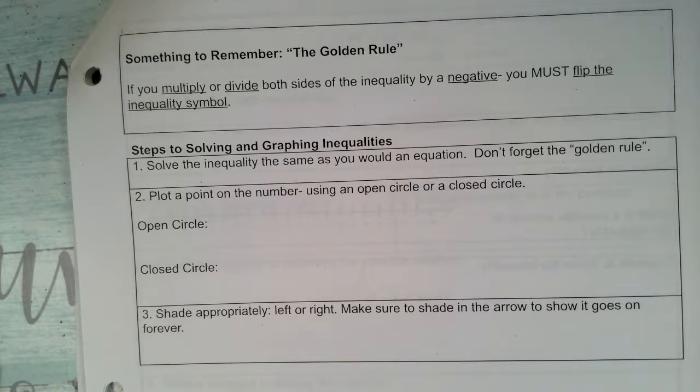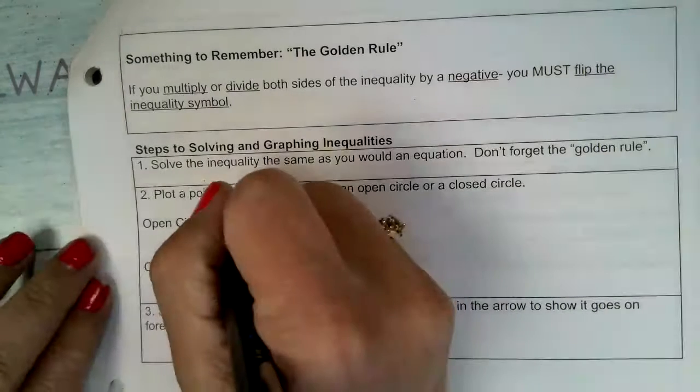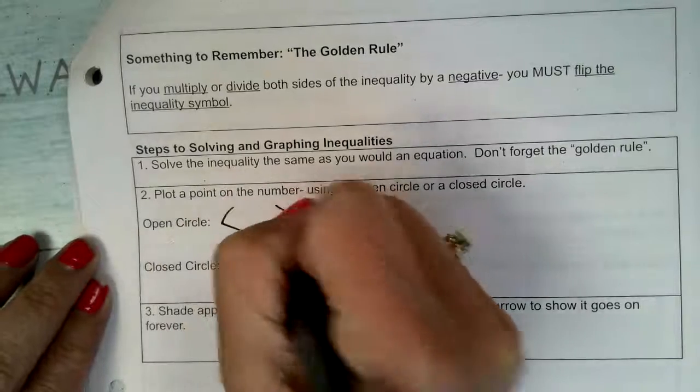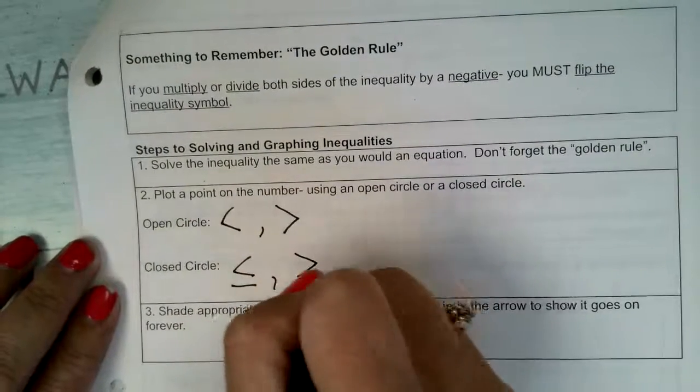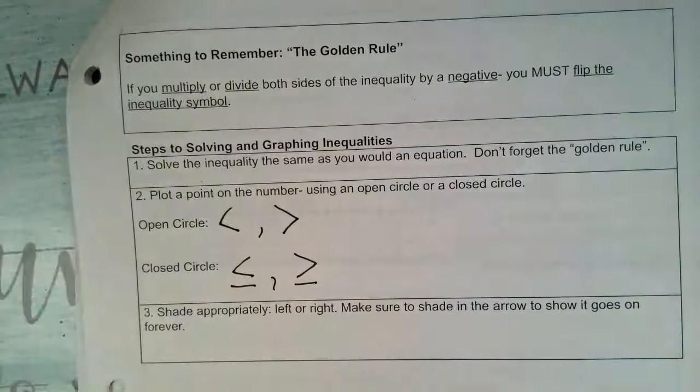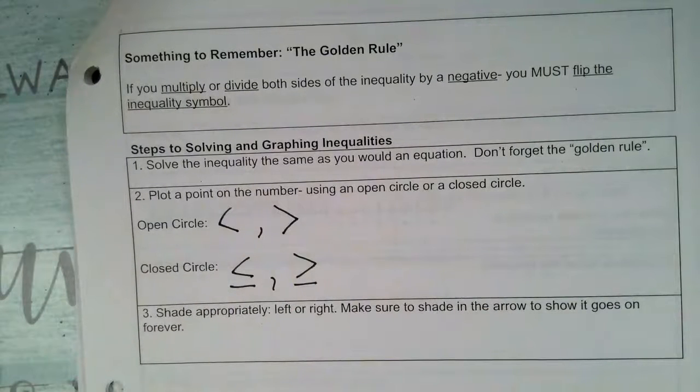Next, you're going to plot a point on the number line using either an open or a closed circle. Remember, an open circle is a less than or a greater than symbol. A closed circle has that or equal to property on it, so it's got to have that solid line. That's what's shading in that circle. Number 3 is to shade appropriately, left or right. Make sure to shade in the arrow to show that it keeps going on forever.